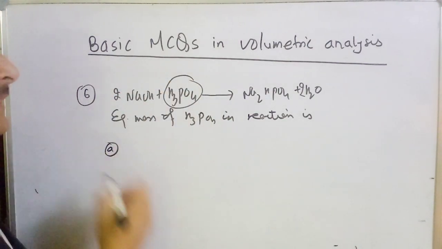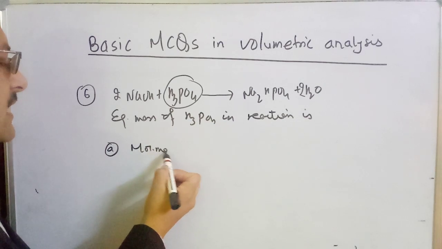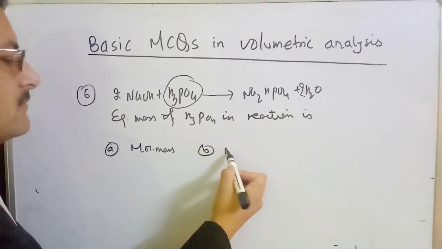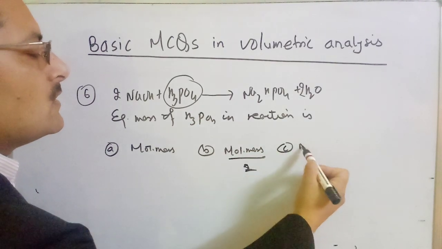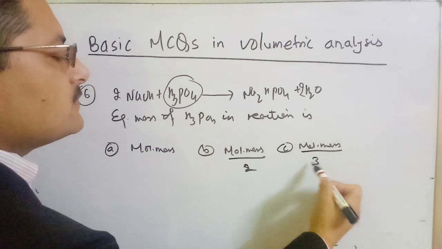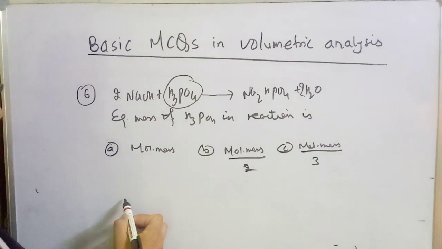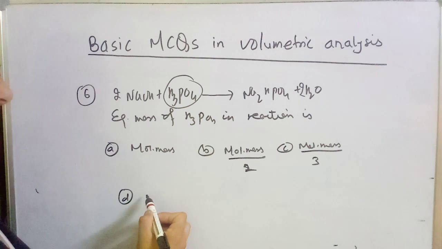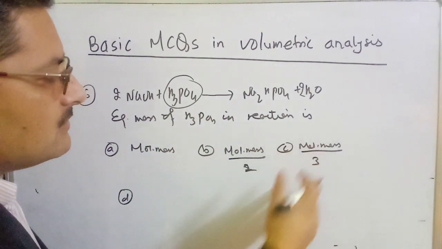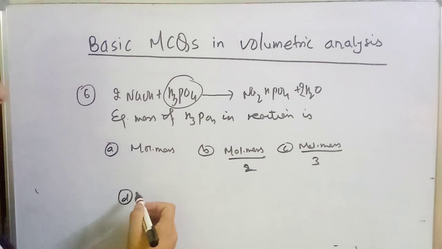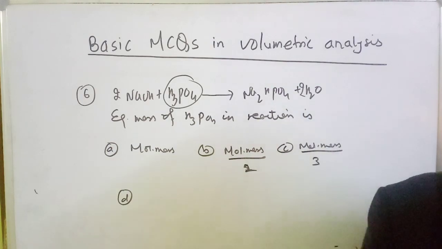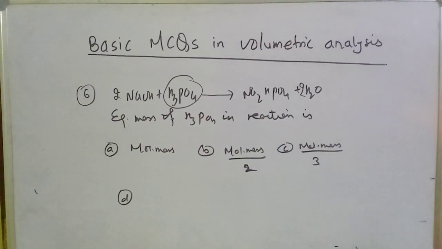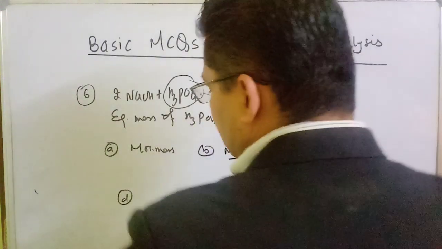We have options here: molecular mass, molecular mass upon 1, molecular mass upon 2, molecular mass upon 3, and molecular mass divided by 4.